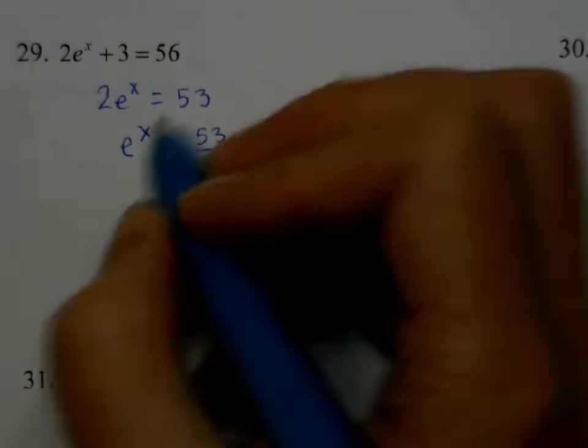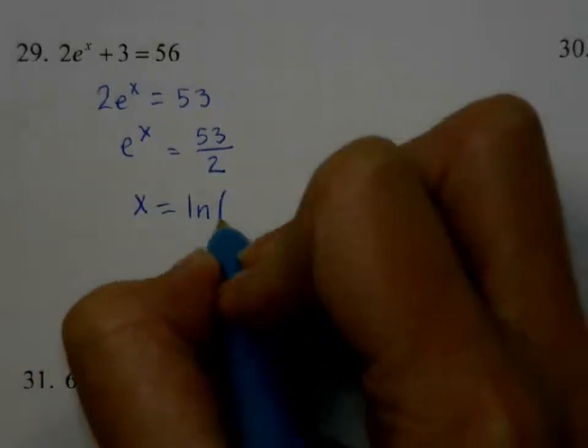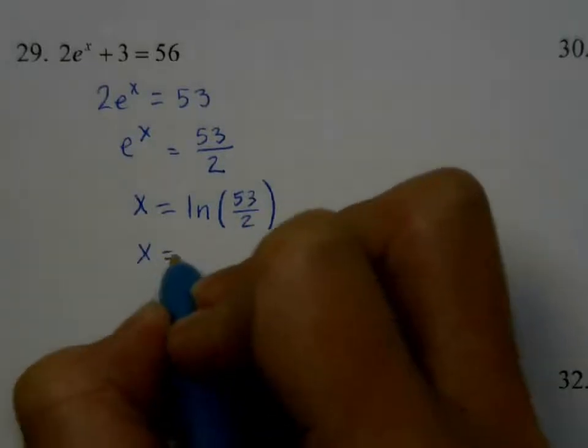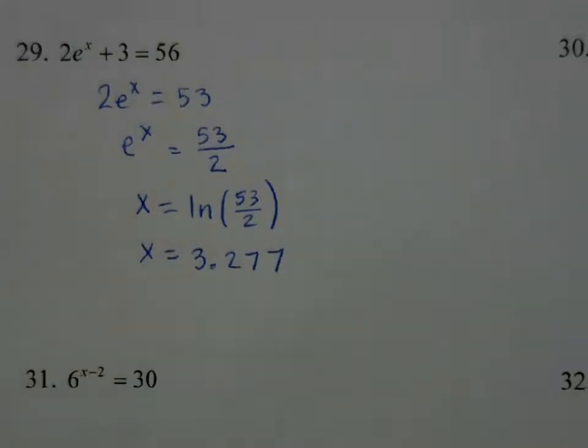And then we take the natural log of both sides. Natural log of e to the x is just x. Typing that in the calculator gives us 3.277.